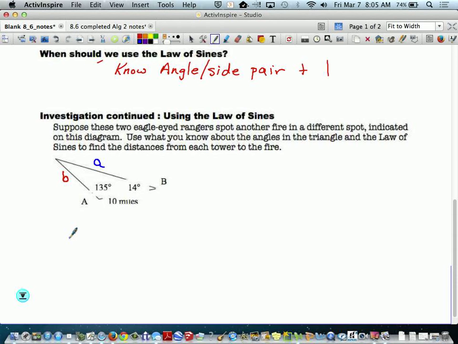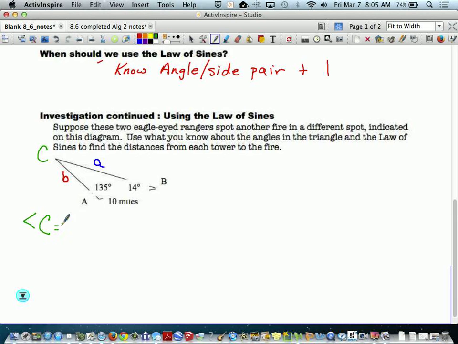So before I can start this, do I have enough information in that triangle to do the law of sines? 135 matches up with what? A. So I don't know that angle-side pair. 14 matches up with little b. I don't know that angle-side pair. 10 miles goes with what? Angle C. Now, on the diagram, I don't know it. But mathematically, we know it, right? How do you find angle C?